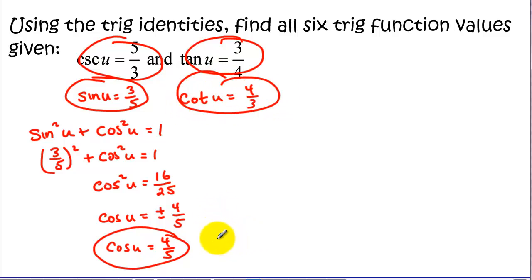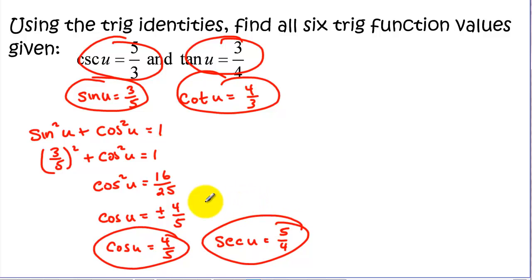And our last one is to take the reciprocal of the cosine, which would be the secant, and that's going to be 5/4. So we can use our trig identities to find out the values of all of the other trig functions if we know one trig function and then know something about a second one, whether it's positive or negative.